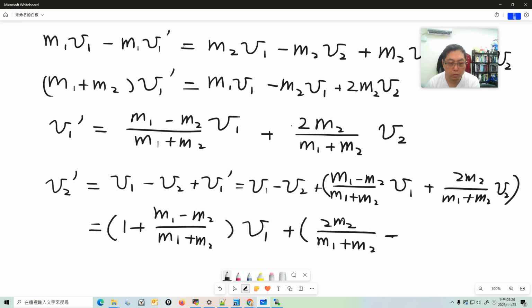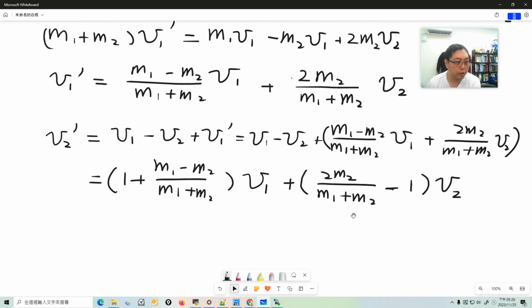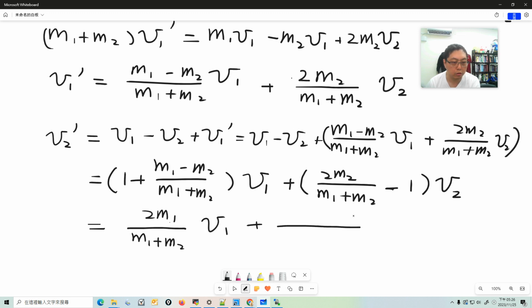Minus 1. V2. Okay, and let's do some arrangement here. Also do some algebra work in this bracket. So what will we have? M1 plus M2. So it will have M1 plus M2, 2M1, V1 plus. So it's M1 plus M2. So it's 2M2 minus M1 minus M2. So what's the answer? It's M2 minus M1.